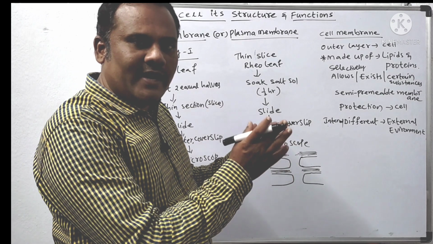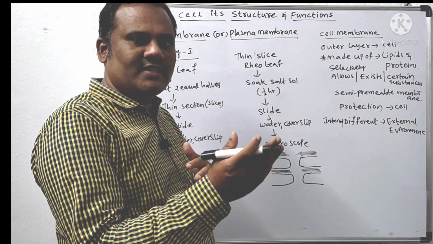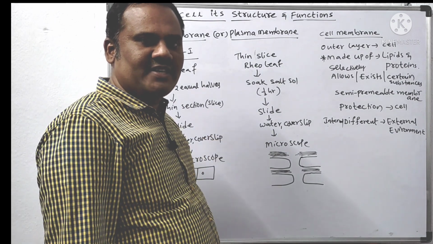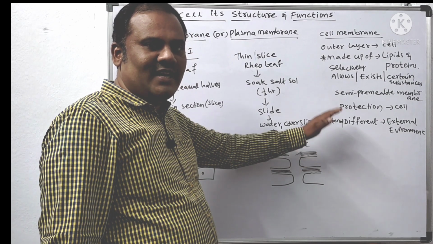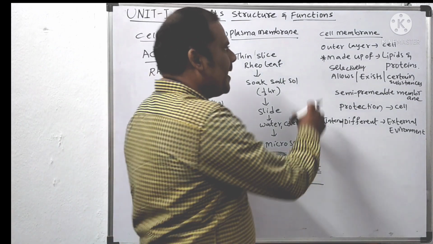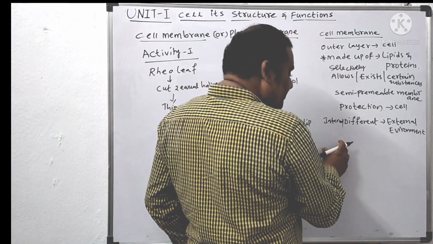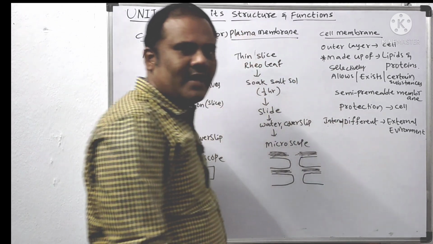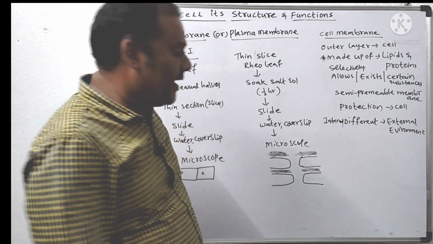Inside the cell, the temperature and conditions are different, and outside the cell membrane the external environment conditions and temperatures will be different. So it makes the internal environment of the cell completely different from the external environment. This cell membrane is also called the plasma membrane, as I told you in the beginning. So this is about the functions of the cell membrane.